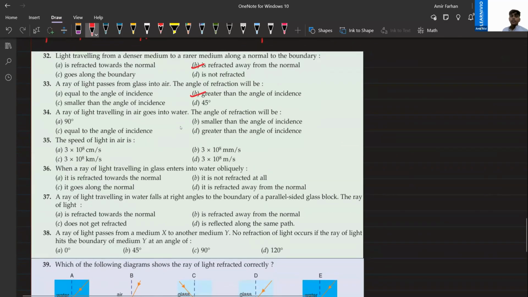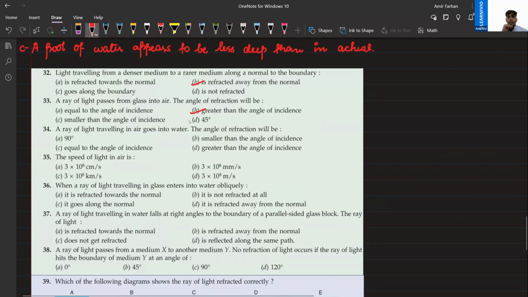Next is a ray of light that goes into the water, the angle of refraction. So it will be, yes, Omar, yes. The question number 32, along a normal means at 90 degrees, right? Just a second. Oh, sorry, I didn't notice that. Denser to air, so it would be not refracted. Sorry, my bad. I didn't notice that. I'm really sorry.